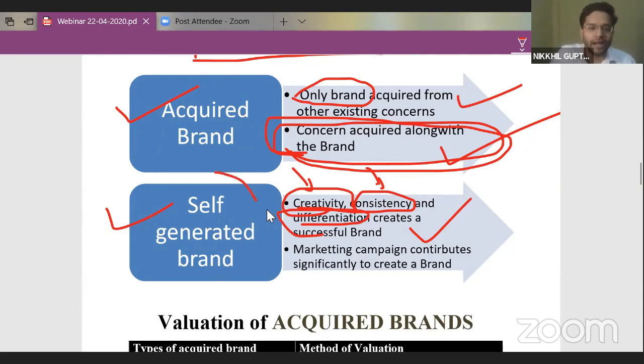So self-generated brand is generated on the basis of three things. Three essential ingredients are creativity, consistency, and differentiation. You have to be creative, you have to be consistent, you have to follow the same pattern, and you have to differentiate your products, which means you have to offer something new to your customers every time so that they are interested and engaged in your product. Then, of course, marketing campaigns are one of the major contributors to a self-generated brand. How do you market yourself? How do you display your sensitivity towards the customers, towards the products that you produce? How well are you marketing your product?